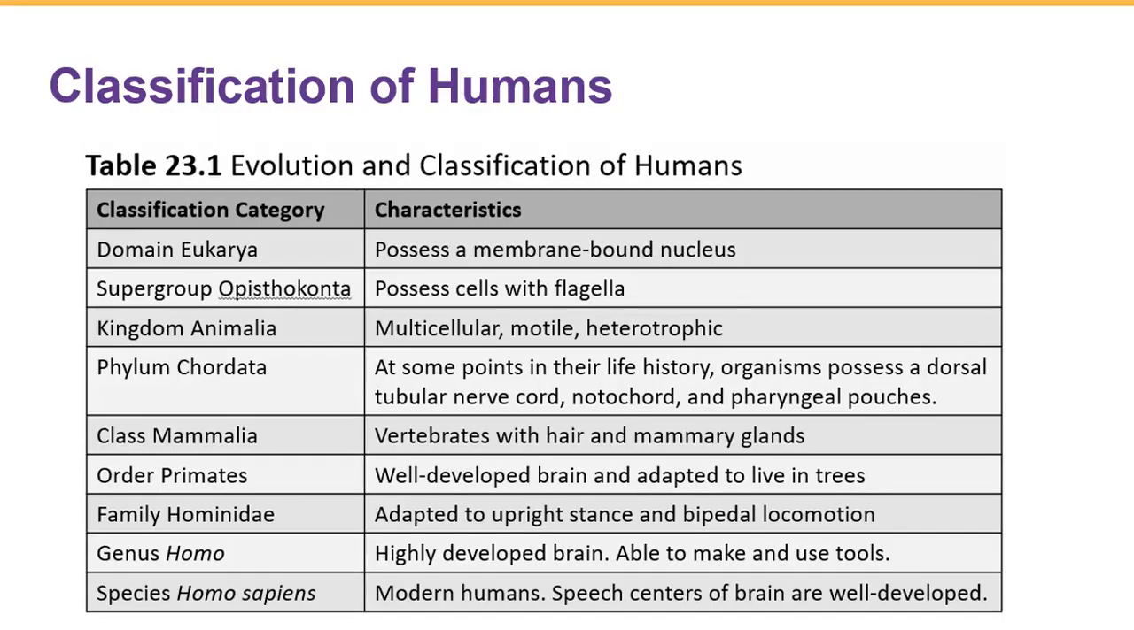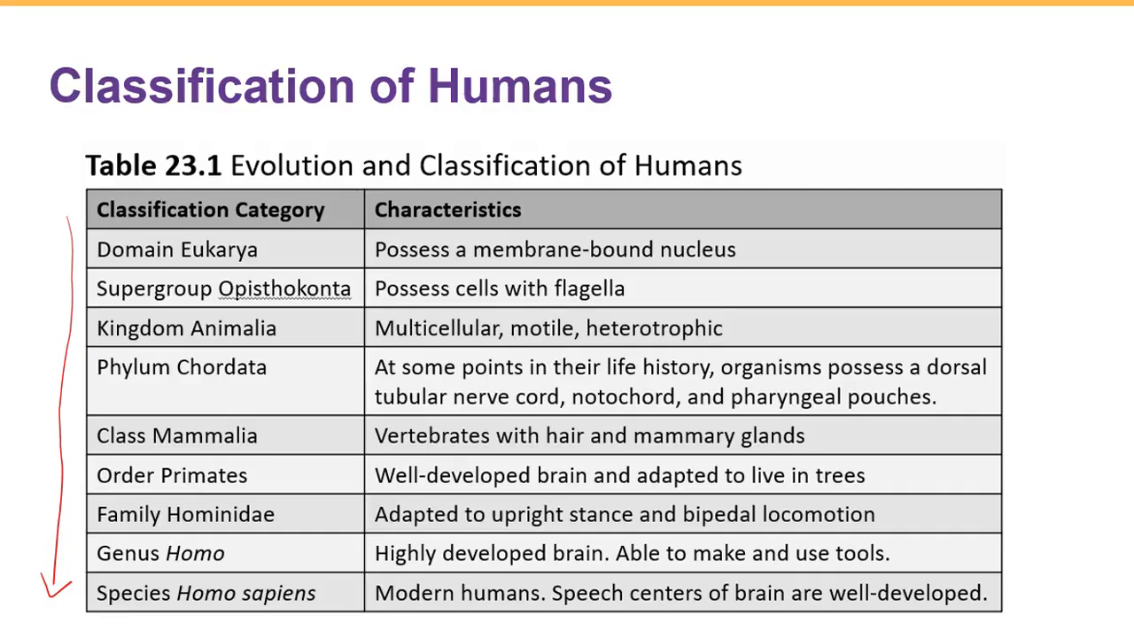Now let's look at how humans are classified and how this shows our place in the tree of life. Instead of memorizing the table, think of it as a series of groups from broad to very specific: domain, supergroup, kingdom, phylum, class, order, family, genus, and finally species.